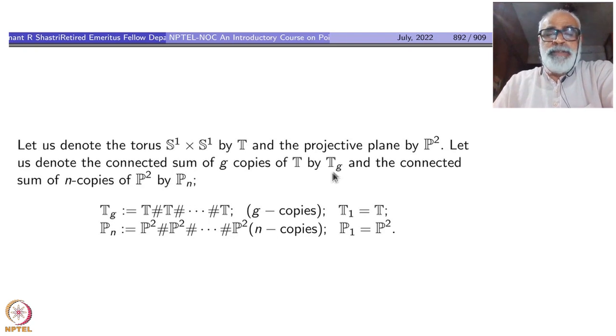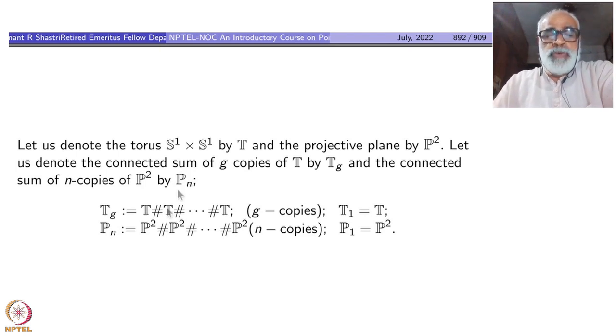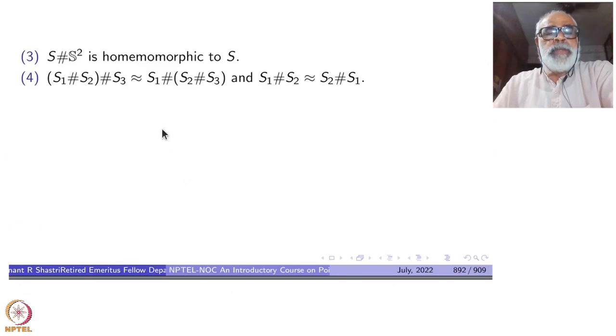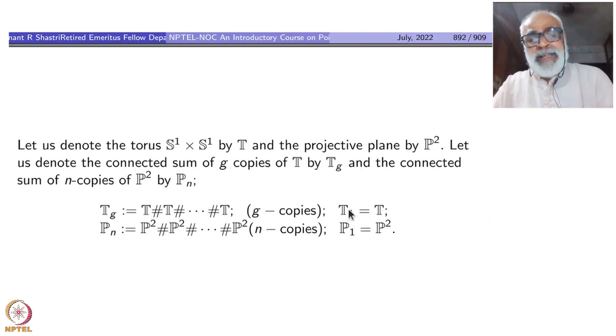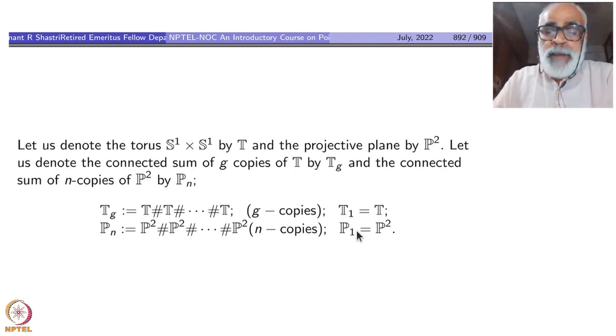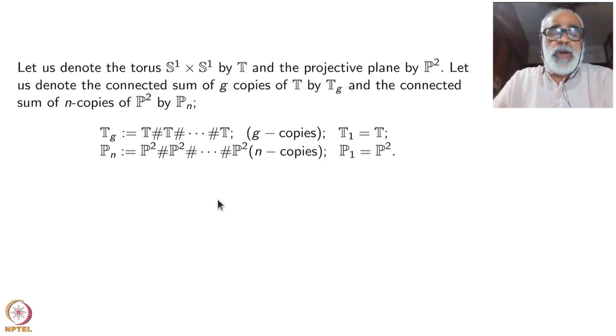So again, this G and N are coming just like in the last lecture. So what is it? I am writing here TG is T connected sum T connected sum T. I don't have to put any brackets here because of associativity. Similarly, PN is P connected sum P connected sum, N copies. What is T1? It is nothing but T itself. P1 is just P2, because only one copy is there, you have not performed any operation. So this is notation, a short notation for this long thing.